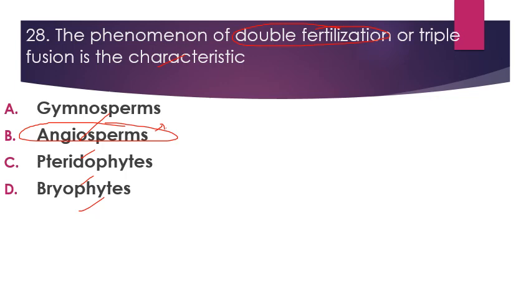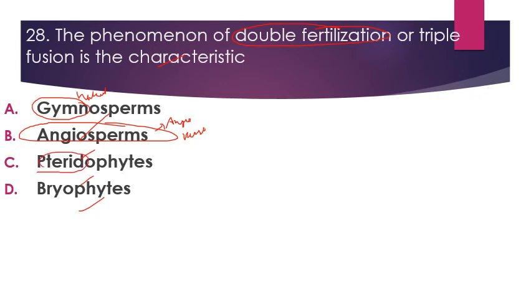Angiosperm word is derived from angio, which means vessel. So vessel bearing plants are known as angiosperms. The next is gymnosperm, gymno means naked. So plants whose seeds are produced naked, meaning they are not covered by fruits, are gymnosperms.